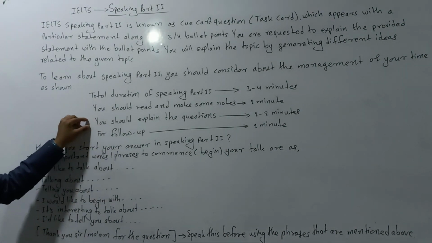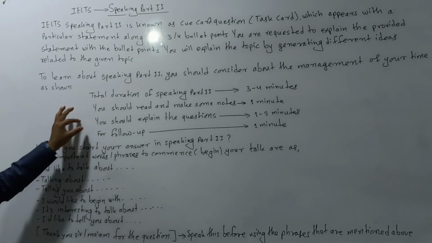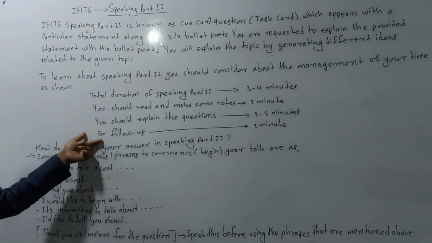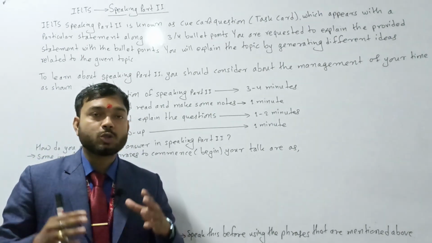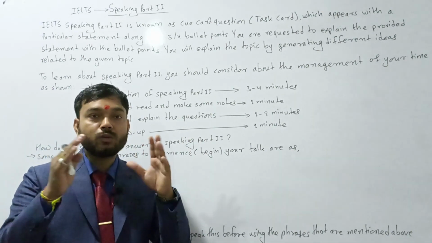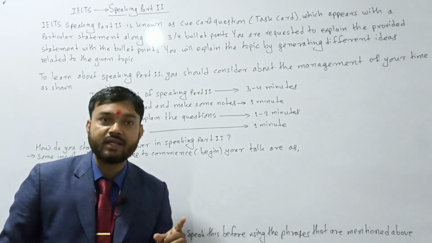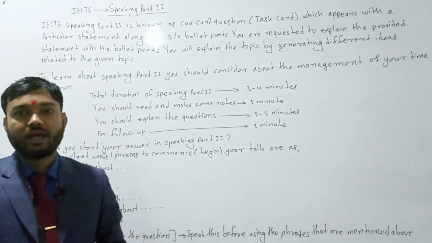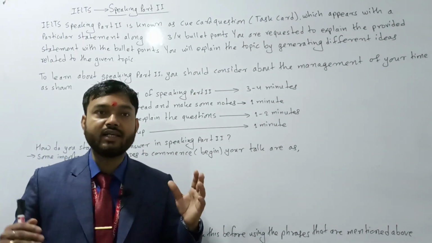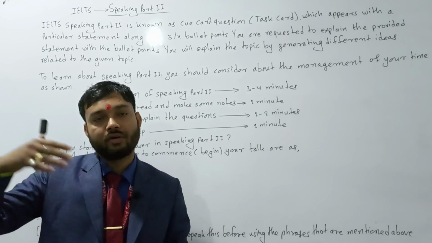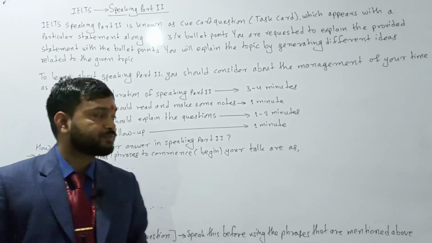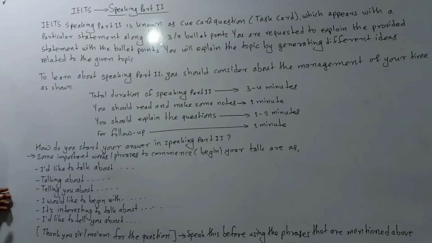And after explaining the questions with the bullet points, you need to have 1 minute of time to follow up for Speaking Part 3, right? So in Speaking Part 2, altogether you have to speak 1 minute to 2 minutes, right? And when the 2 minutes is crossed, then the examiner will stop you and make you ready for moving to Part 3.